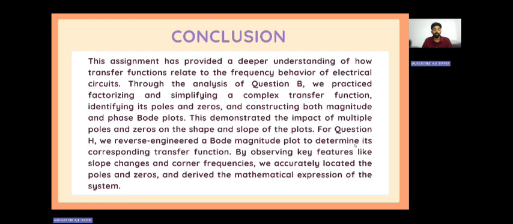For question B, we reverse engineered a Bode magnitude plot to determine the corresponding transfer function by observing key features like slope changes and corner frequencies. We accurately located the poles and zeros and derived the mathematical expression of the system.